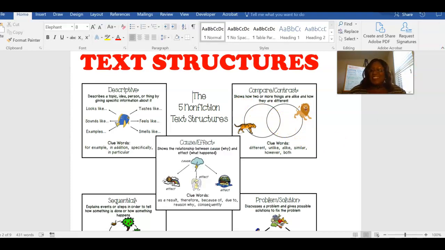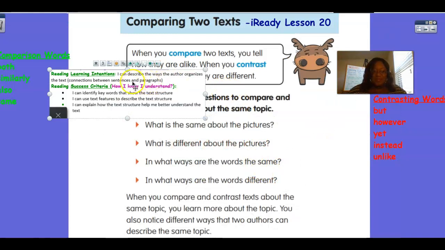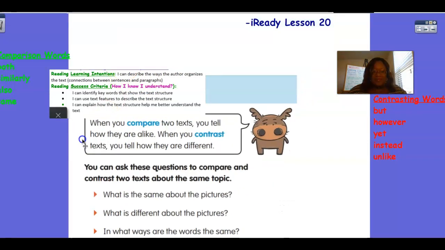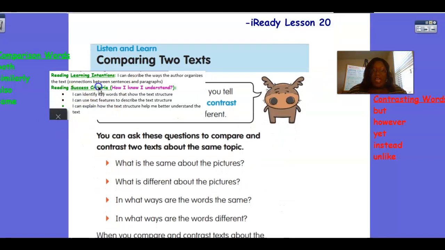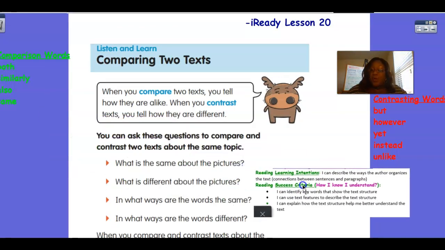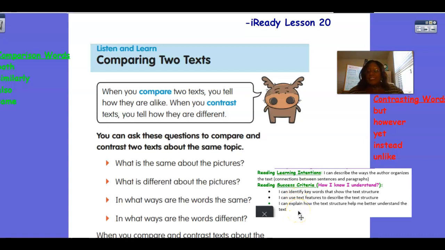Let's continue on. Our learning intentions for today: we're going to be able to describe the ways the author organizes the text using compare and contrast in particular. And we will be able to identify keywords that show the text structure. And we can use text features in order to describe the text structure. And we will also be able to explain how the text structure will help you to better understand the text.